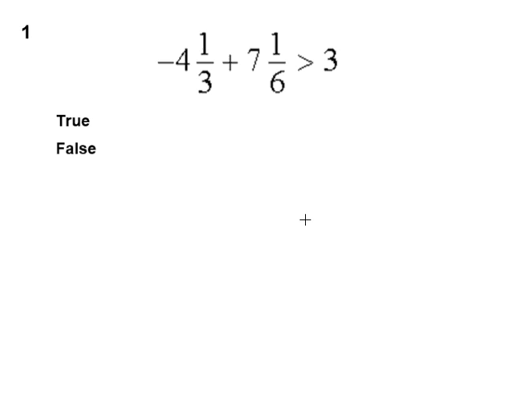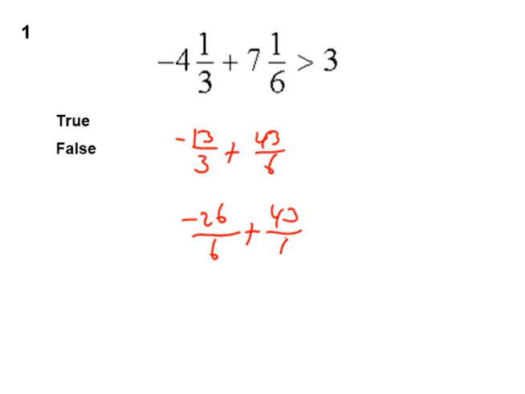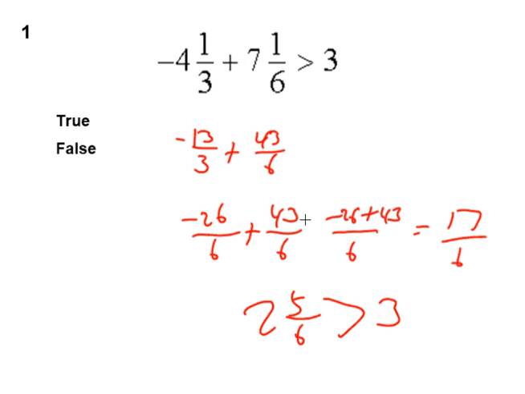Let's just change these over to improper. So negative 13 thirds plus 43 sixths is negative 26 sixths plus 43 sixths, which if I keep the denominator and add the numerators is going to be 17 sixths. 17 sixths as an improper fraction is 2 and 5/6. Is 2 and 5/6 greater than 3? No, it's not, so your answer is false.